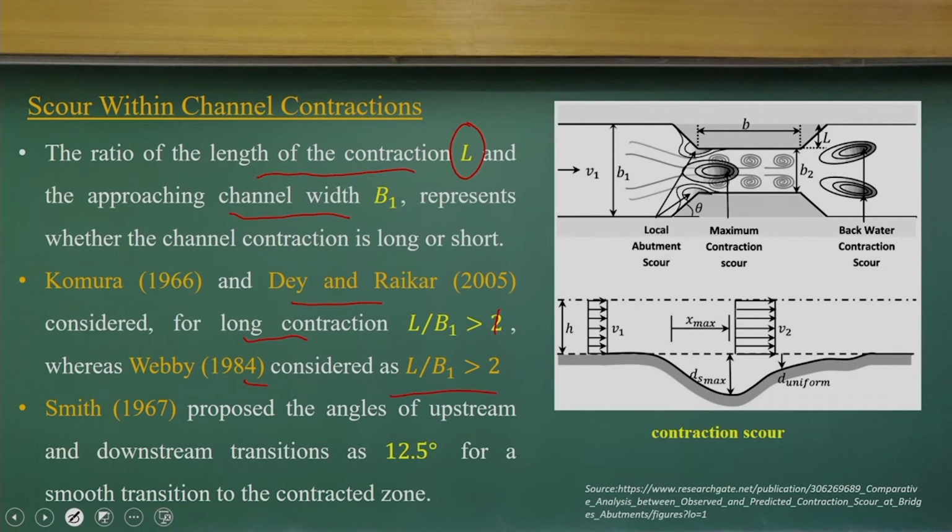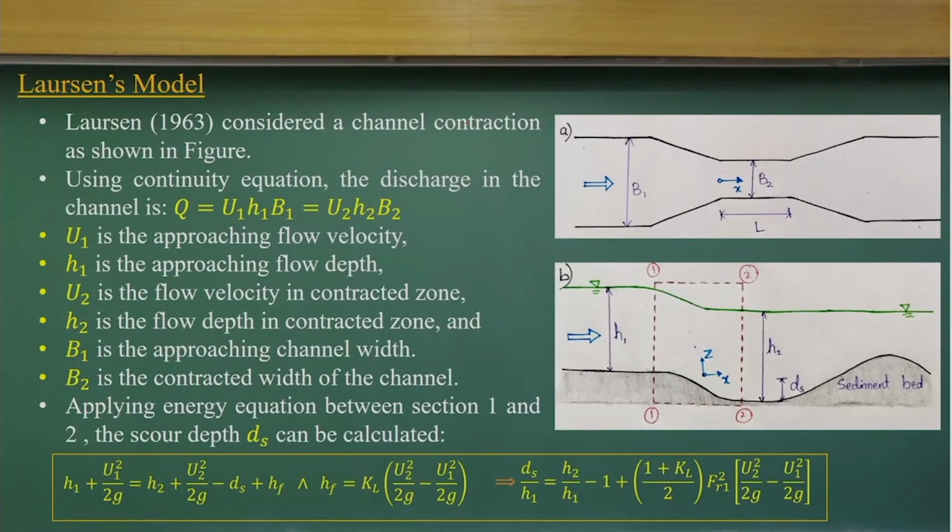because the hydrodynamic behaviors and sediment scour hole formation behaviors change as we go from long contraction scour to short contraction scour. Now, we have a simple theoretical model, a Lorentzian model, which establishes a channel contraction as shown in the figure. It is a very simplified case: you have width B1, it contracts to B2, with length L. A constant discharge Q goes through, and the flow depth is H1 here.